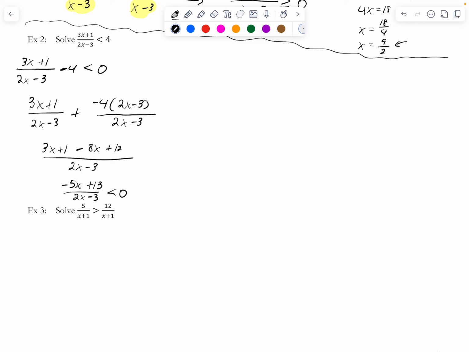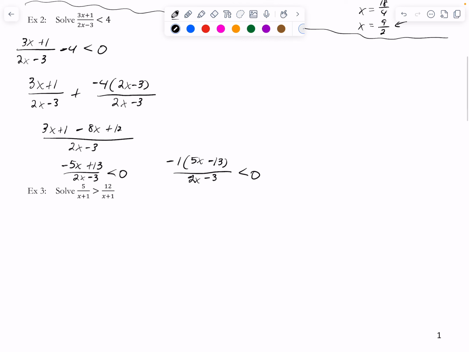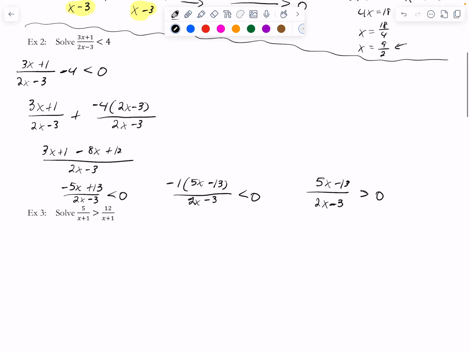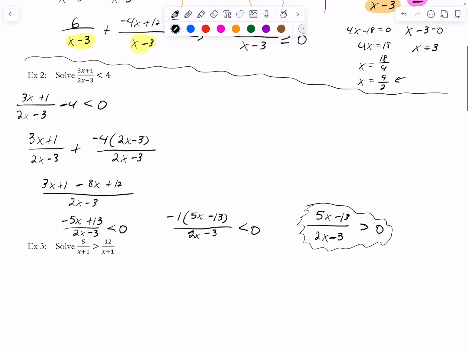Like I did before, I'm going to factor out the negative to get 5x minus 13 and move that to the other side. And when I divide both sides by that negative, I get 5x minus 13 over 2x minus 3, and it's going to change to be greater than 0. So this is ultimately what I'm looking at to finish the problem.